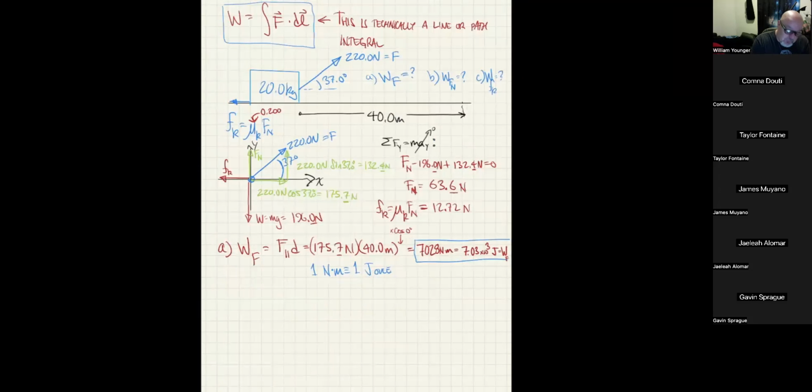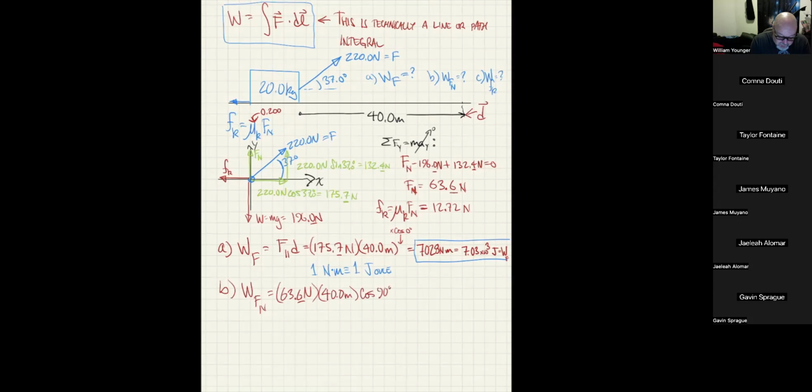So if I want to calculate B, the work done by the normal force, then what I have to do is take the normal force, which we found was 63.6 newtons. And remember, that's 1 extra sig fig. I'm going to multiply that by 40.0 meters. But I noticed that the vector Fn is parallel to the y-axis and the vector D is parallel to the x-axis. So the angle between them is 90 degrees.